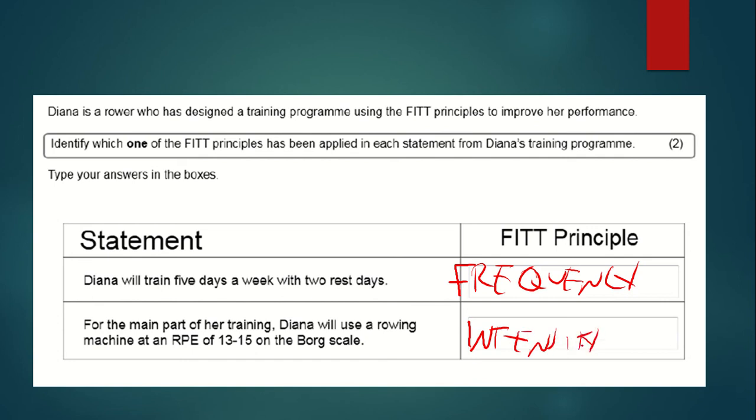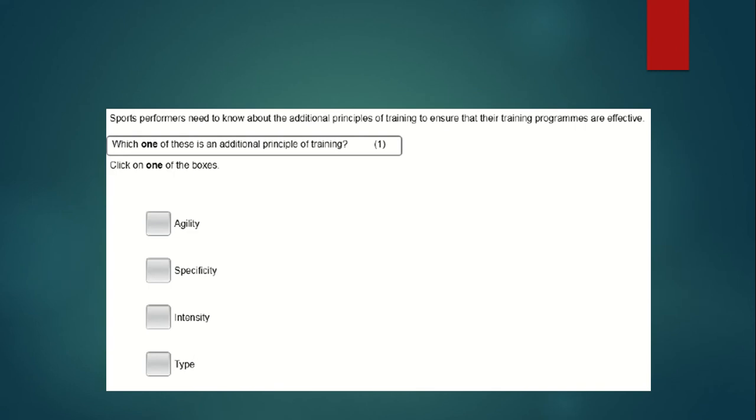To make that harder, you could talk about how she improves her training, not in this question, but in future questions, but I'm not going to focus on that because that's another video. I just want to link the idea to a question which you could get here, which is: which one of these is an additional principle of training?